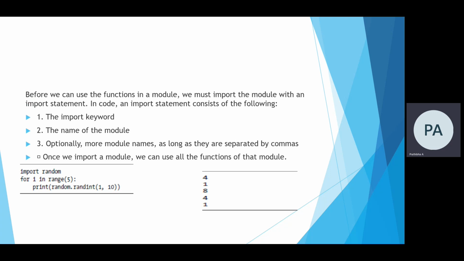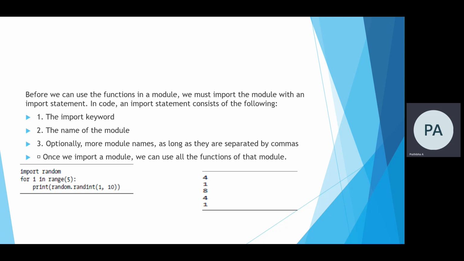Before we can use the functions in a module, we must import the module with an import statement. That means we have to use the keyword import. It consists of the keyword import, the name of the module, and more module names as long as they are separated by commas. If you are importing more than one module, you have to separate them by commas. You can see an example here: import random, for i in range(5), print random.randint(1, 10).